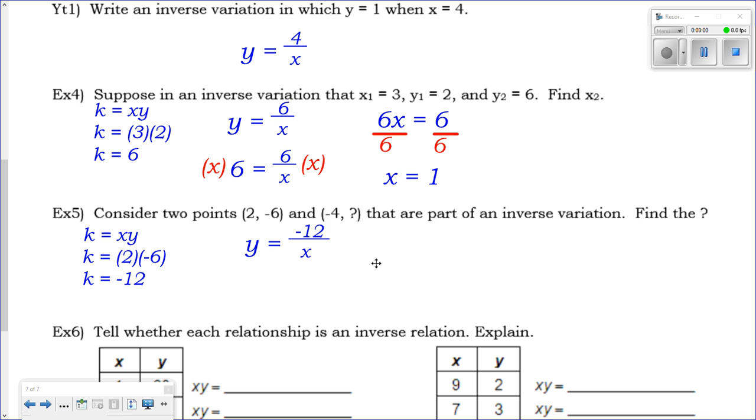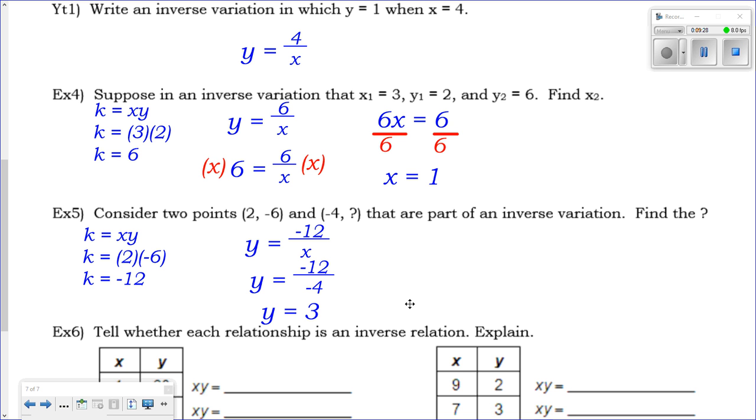Now it says the second point is -4, question mark. Am I going to plug in -4 for x or y? I'm actually going to plug in -4 for x. This one's easier than example 4 because when I plug in -4 for x, I don't need to do any solving like I did up here. I can just divide. -12 divided by -4, what's y going to be? Positive 3.